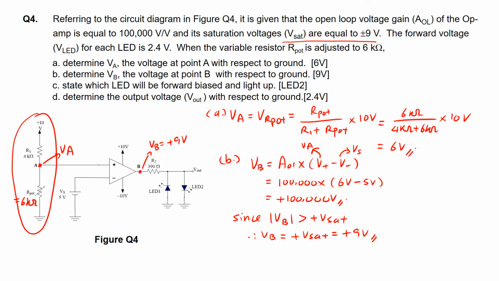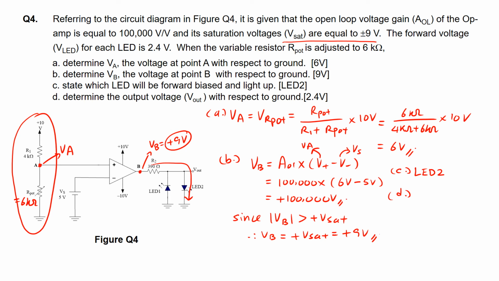Then we go on to part C, which is to state which LED will be forward biased and light up. As you can see, the output voltage at the op-amp is positive 9 volts. Therefore current will be flowing through LED 2. LED 1 will be blocking the current from the output terminal of the op-amp. So LED 2 will be forward biased and light up.